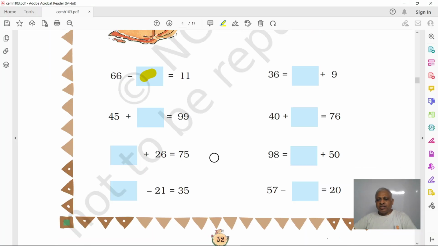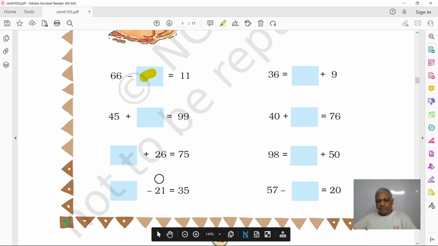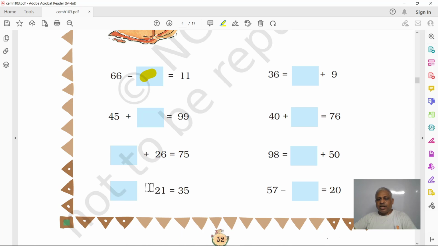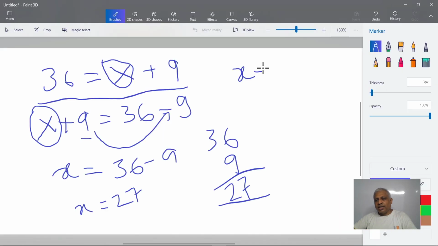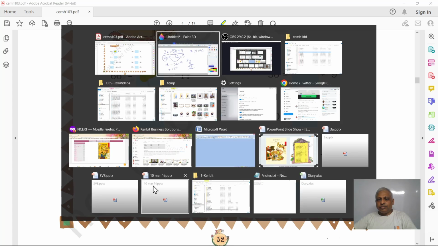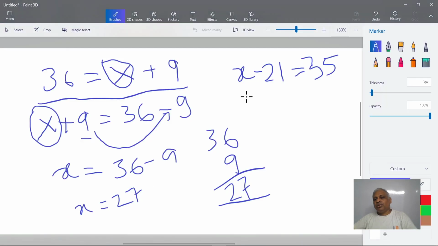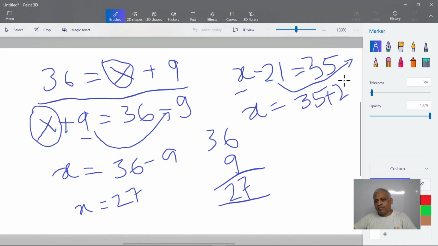Try these examples like this. I'll tell you this one: x minus 21 is 35. Can you tell what x is? We want x only, so we'll push this 21 to the right. So x equals 35 plus 21.